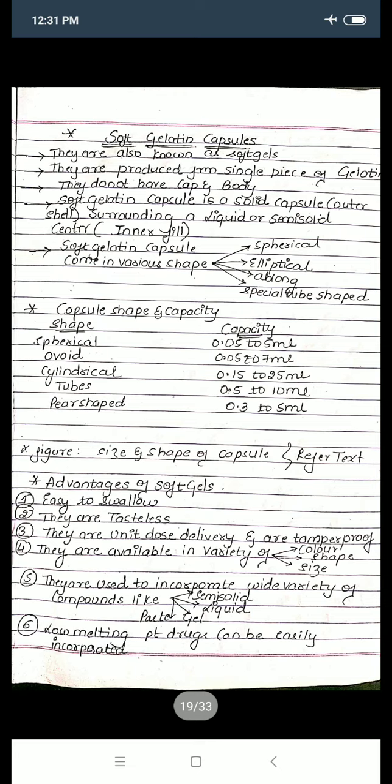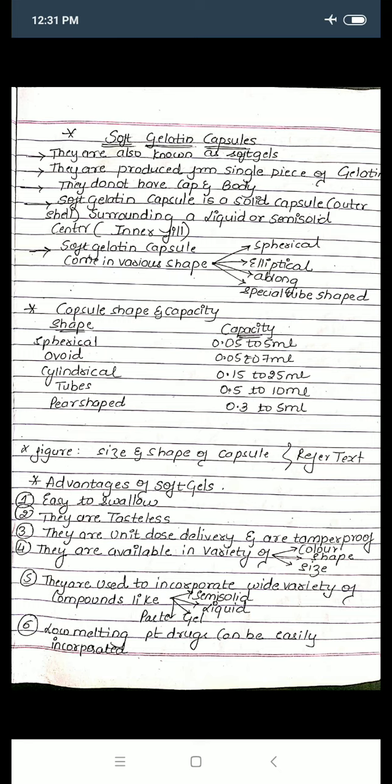Coming to the advantages of soft gels, they are easy to swallow. Soft gels are tasteless. They are unit dose delivery and are tamper proof. They are available in a variety of colors, shapes and sizes, and they are used to incorporate a wide variety of compounds like semi-solids, liquids, paste or a gel.